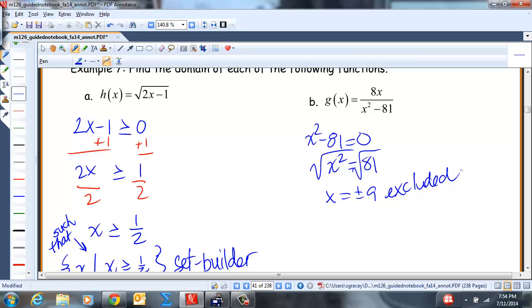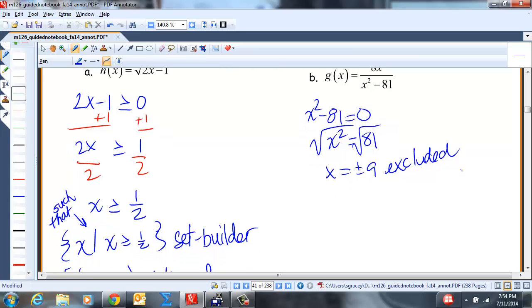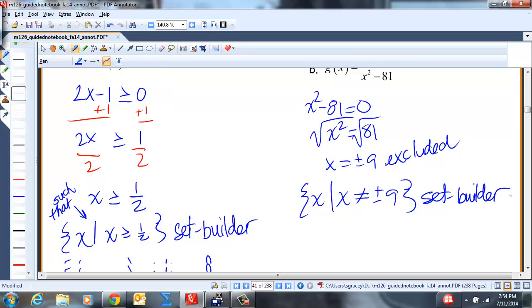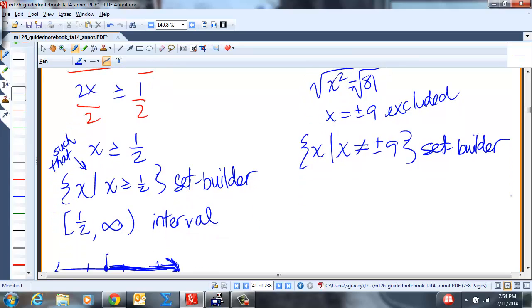So this one's a little funky, right, with the notation. It's real easy with the set builder. Unfortunately, your calculus text is going to be using interval notation. So set builder, yeah, awesome: x such that x is not equal to plus or minus 9. But interval notation, which is what you'll be expected to use in calculus, would be a little more complicated.